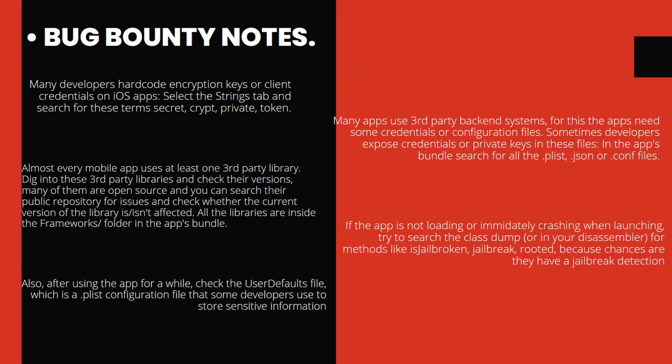Many apps also use third-party backend systems, so the apps need some credentials or configuration files. Sometimes developers expose credentials or private keys in these files. In the app bundle, search the plist files, JSON files, and configuration files, and sometimes you get juicy information over there.